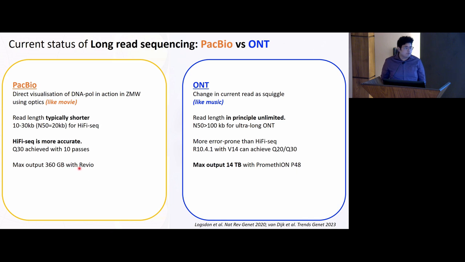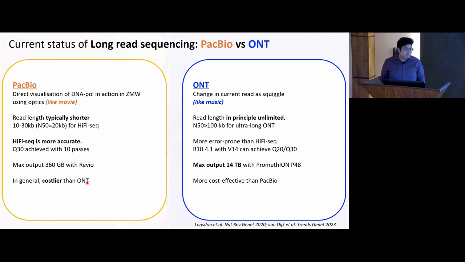The maximum output with the current machine, Revio, is 360 GB, whereas it stands at a staggering 14 TB with the PromethION P48. Of course, you then will have to use all the flow cells together, which is probably not going to happen. But theoretically, this is the maximum output of Oxford Nanopore.